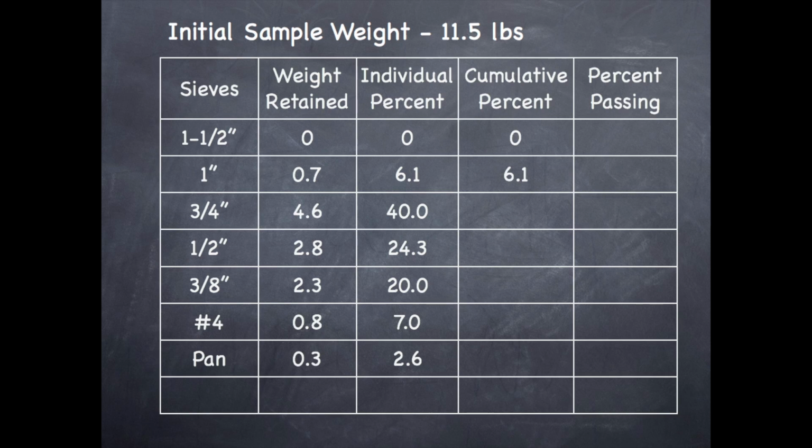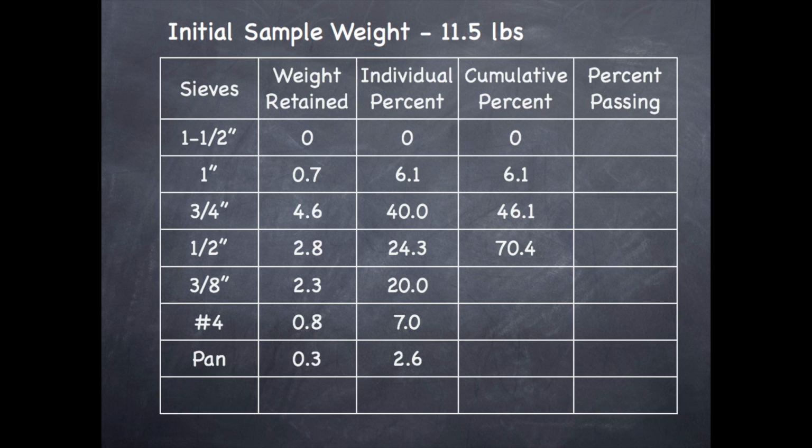Therefore, if we start on the 3/4-inch sieve, we see that we have 40% individual percent retained. This, combined with the 6.1%, which is on the 1-inch sieve, gives us 46.1% cumulative percent retained on the 3/4-inch sieve. Now if we move to the 1/2-inch sieve, we see that we have 24.3% individual percent retained. This, combined with the 40% on the 3/4 and the 6.1% on the 1-inch sieve, gives us 70.4% cumulative percent retained on the 1/2-inch sieve.